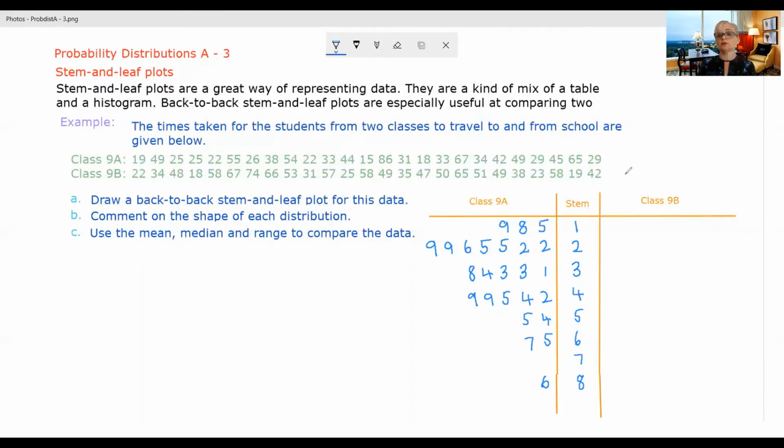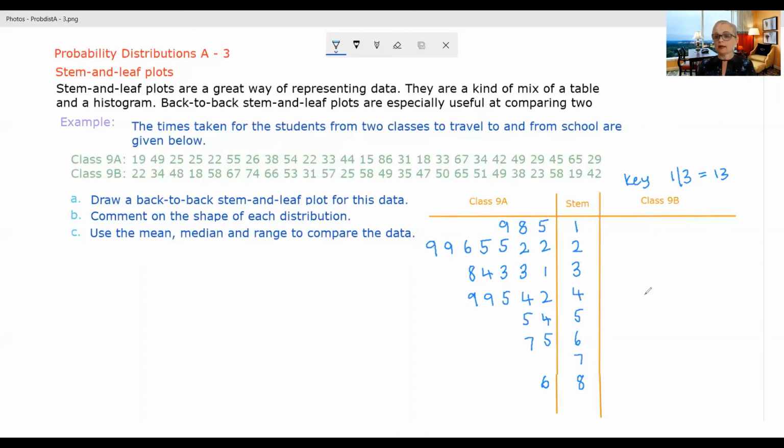So you should have a little key here to say that 1, 3 means 13, for example, because sometimes the leaves are not whole numbers. They might be a decimal. So 1, 3 might mean 1.3, for example, depending on the situation.